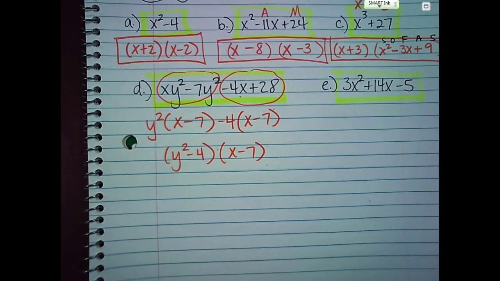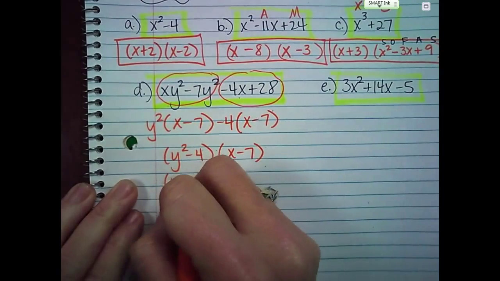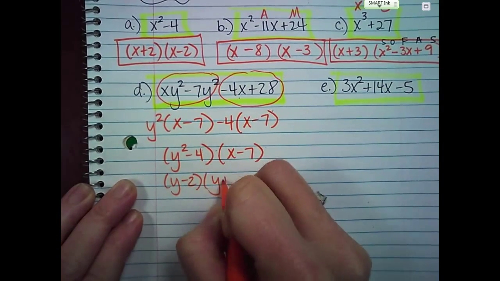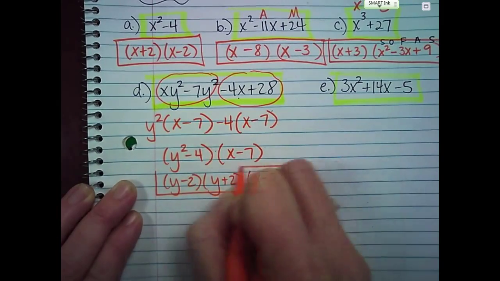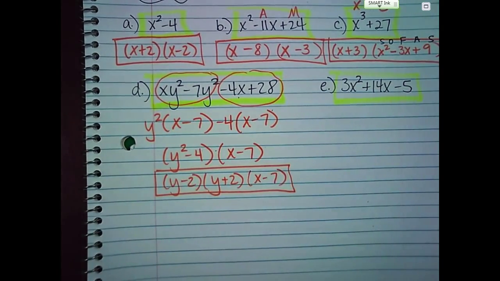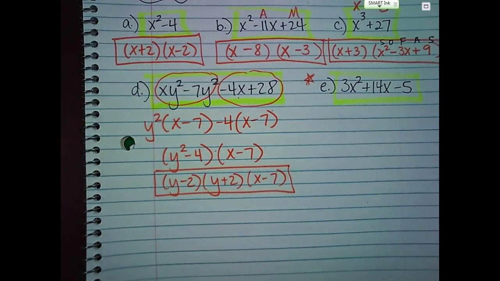Yeah, so what is it? Good, Nick. This is a perfect square. So this is y minus 2 times y plus 2, and then x minus 7. All right, on E, put a star, because about 80% of you still struggle with factoring numbers like E.